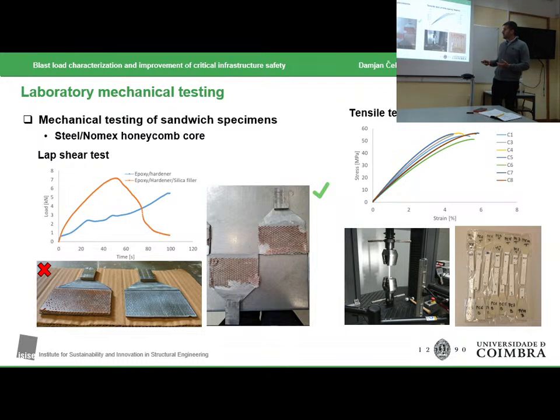So here we can see the failure of the epoxy, hardener and silica filler. And here we see the failure of epoxy and hardener without silica. So we have just a slippage here. There was no response of the core. Because the epoxy filled the voids of the honeycomb, and for this reason, the strength of the honeycomb in shear was much higher than if the voids were empty.